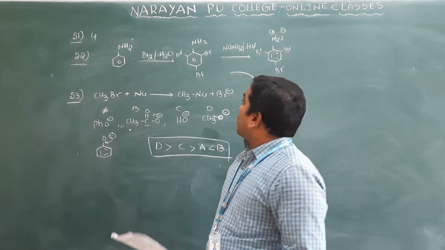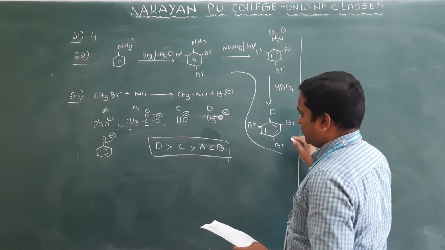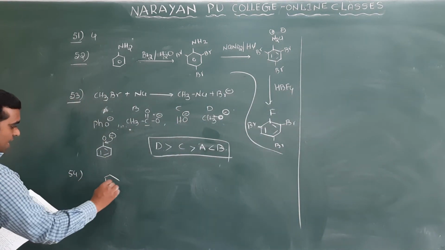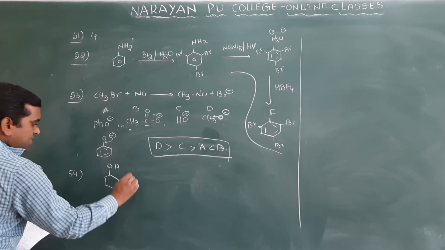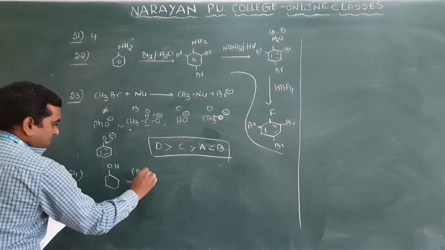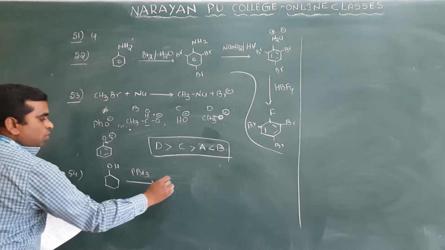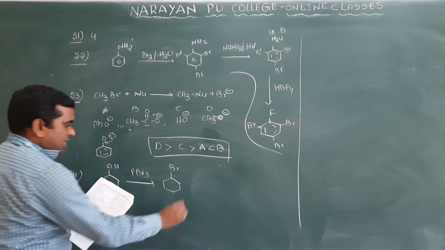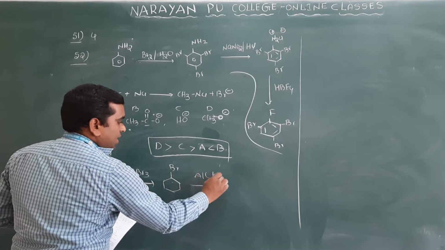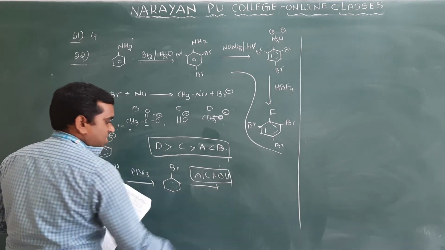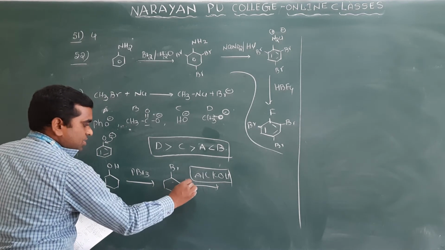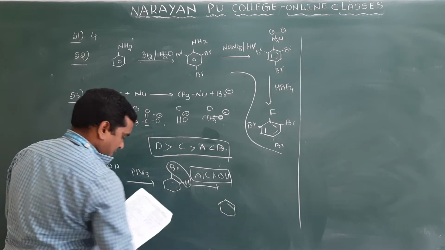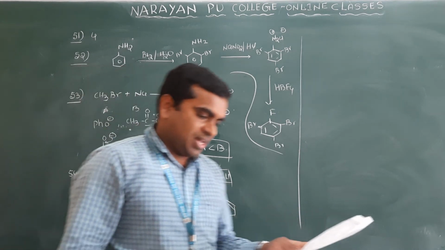Clear? Next one. Question number 54. See the question number 54. Simple question, a direct question. OH is there, and what is PBr3? Alcohols are converted into alkyl halides. Clear? That is bromine. And after that, what they have given second one? Alcoholic KOH. Alcoholic KOH means which reaction? Elimination. Elimination means beta hydrogen should be removed. Then what product will you get? Alkene. That is option 1, the correct one.